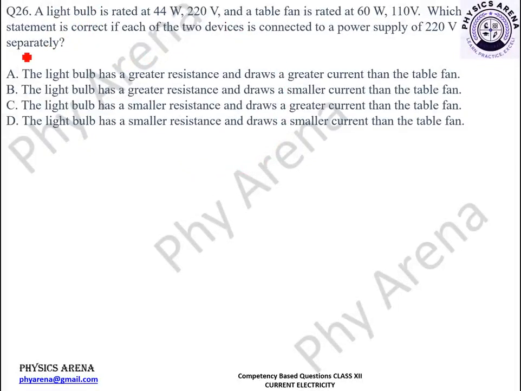Question 26. A light bulb is rated at 44 watt, 220 volt, and a table fan is rated at 60 watt, 110 volt. Which statement is correct if each of the two devices is connected to a power supply of 220 volts separately? So we have a bulb with a rated power of 44 watt and a voltage of 220 volt that it can withstand, and it is connected to a 220 volt supply.